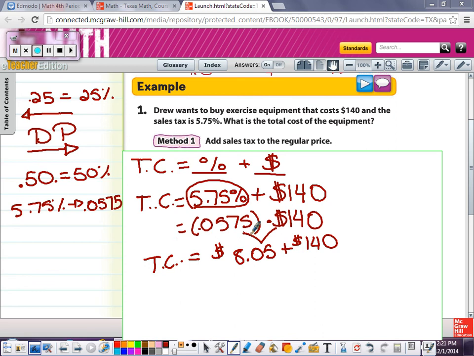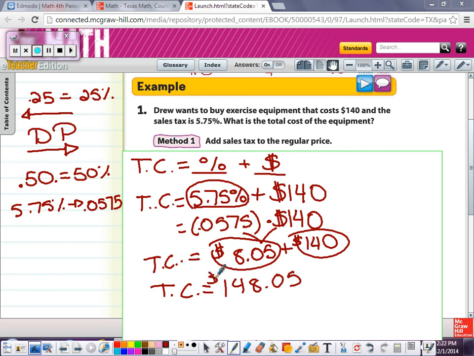So I know this looks a little confusing because you're wondering why we went from addition to multiplication. And that's because when you have a percent and dollars, you can't just add them. You have to turn the percent into a decimal and then multiply. And that's exactly what we did. The answer you get is the amount of tax you're going to add. So I'm going to add $8.05 to $140, and to get my total cost of $148.05. That's how you figure out the total amount. So that's the first way to do it.